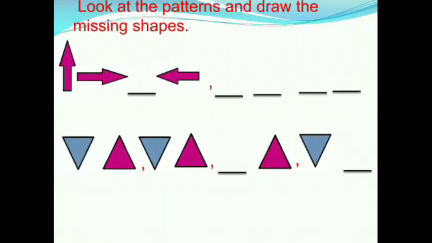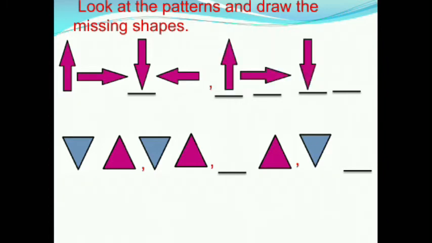Children, look at this pattern. What are these? Yes, these are arrow marks. The first one is going up. The second one is going right side. The third one is blank. The fourth one is going left side. Now we should find the third one. The remaining one is down. Like that only we will complete the next one. It will be up, right, down, left.